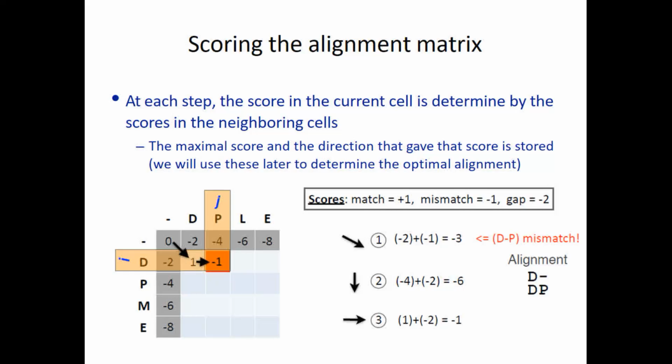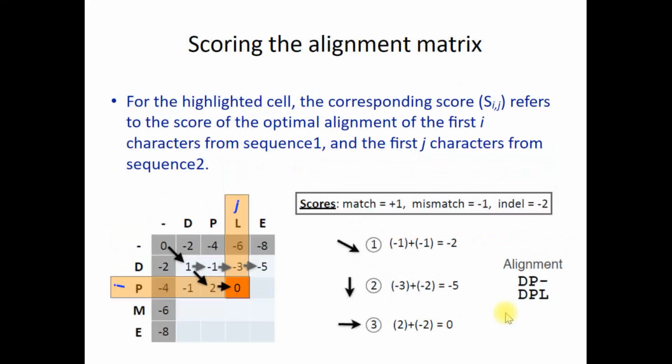How did we get -1? It's from 1, and how did we get 1? It's from 0. So those arrows are the path.